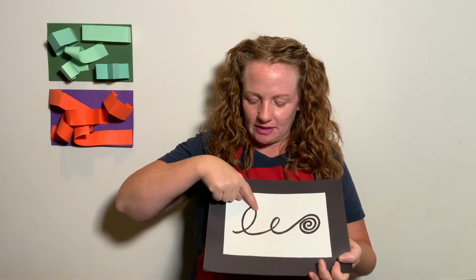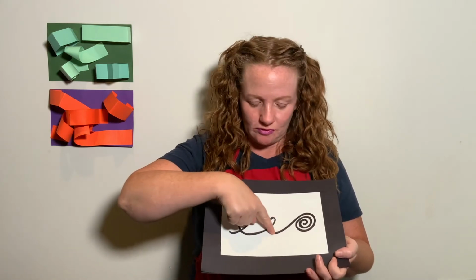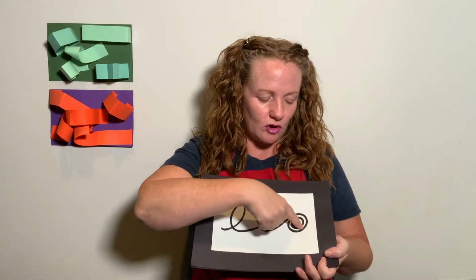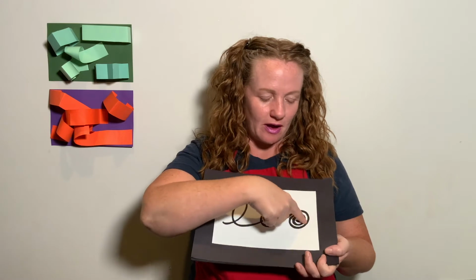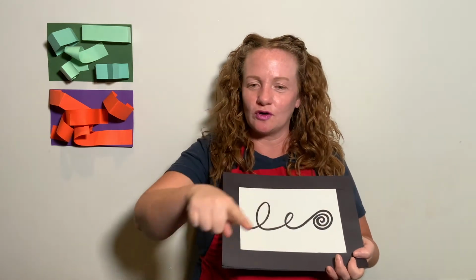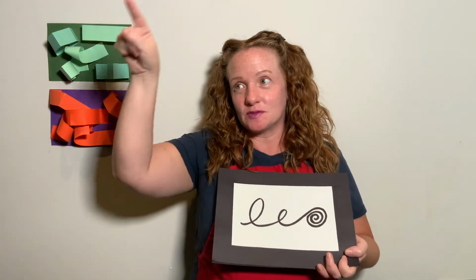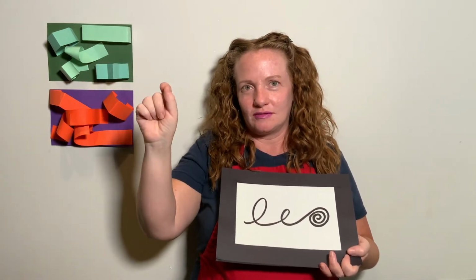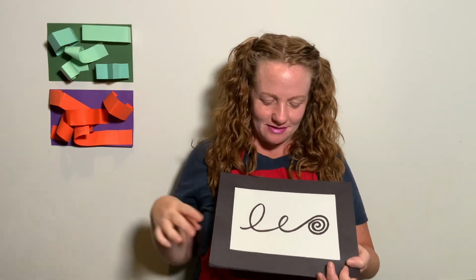Basically, a swirly is kind of like a loop-de-loop, like a roller coaster. Okay? And then there's a special kind of swirl called a spiral. You could say that with me. Spiral. Let's make some swirls in the air. And you could even make some spirals that start off big and get really small, or start off small and get really big. Isn't that neat?